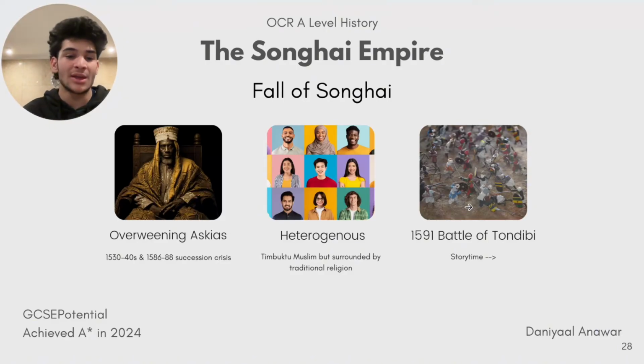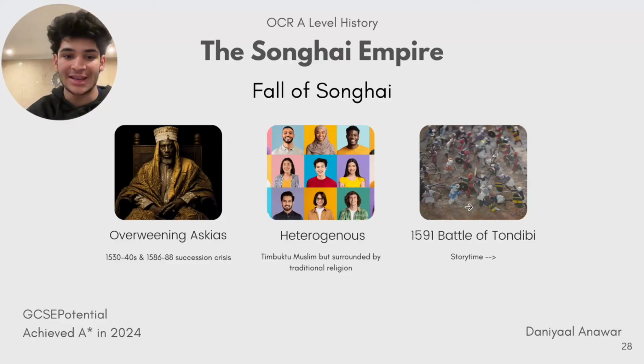We're almost done. The first point, overweening Askias. Overweening just means they're trying to have too much of an influence. The general idea is that as the empire went by, after Sonny Ali and Sonny... I forgot his name. I think Sonny Beru. It's Sonny Beru. I'm so sorry. So after Sonny Beru, rest in peace, the Askias came along. Initially they were fine, but later on, they were trying to have a bit too much power.